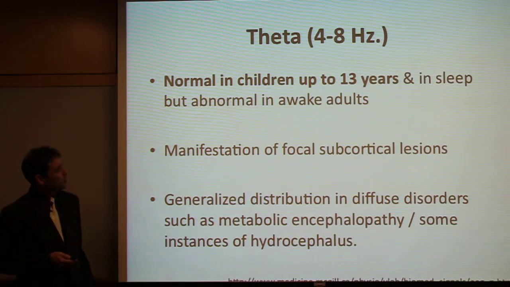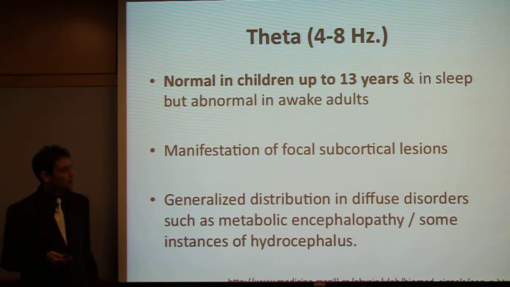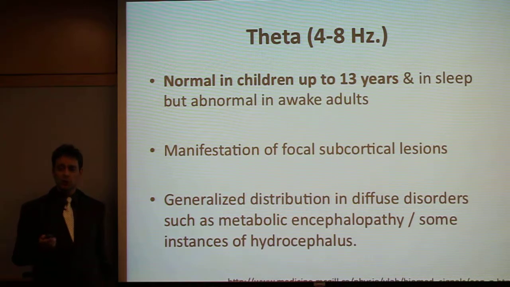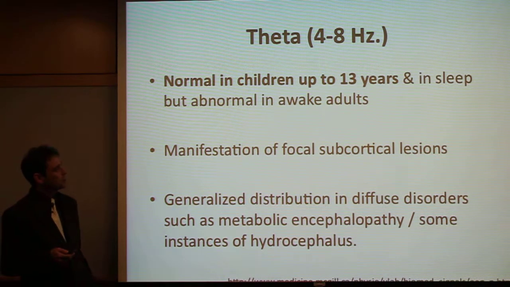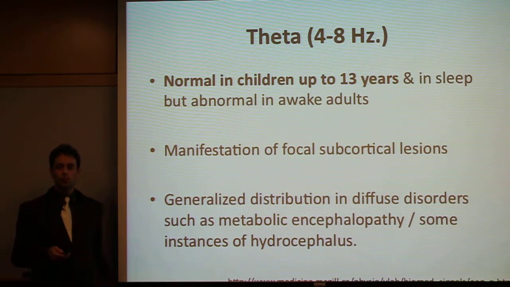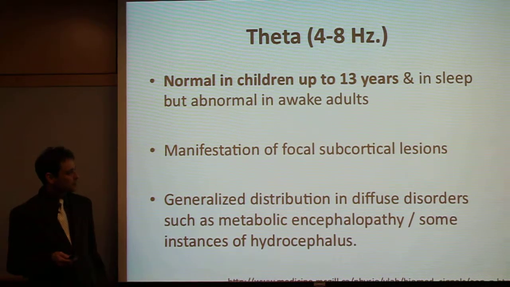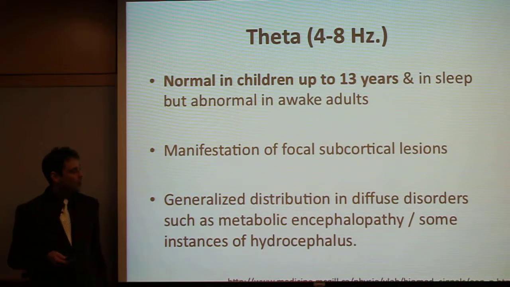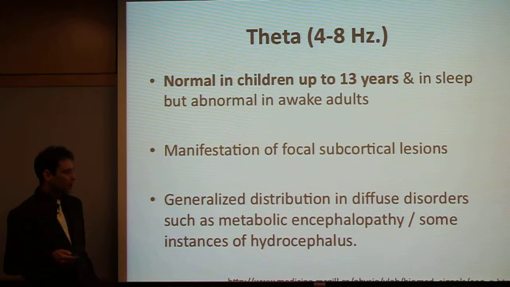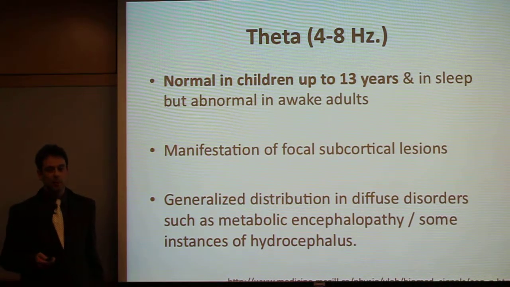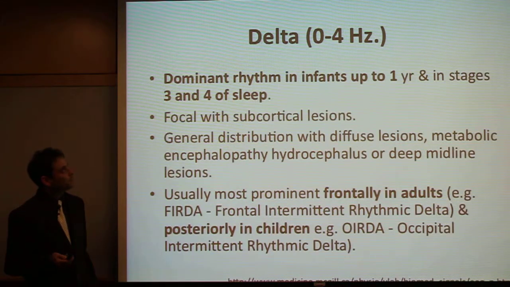The theta rhythm, which is between 4 and 8 hertz, is interestingly normal in children up to 13 years, and it also occurs in sleep. It's not a normal rhythm in awake adults, and it may be a manifestation of various pathologies, and may occur in certain diffuse disorders like metabolic encephalopathies.